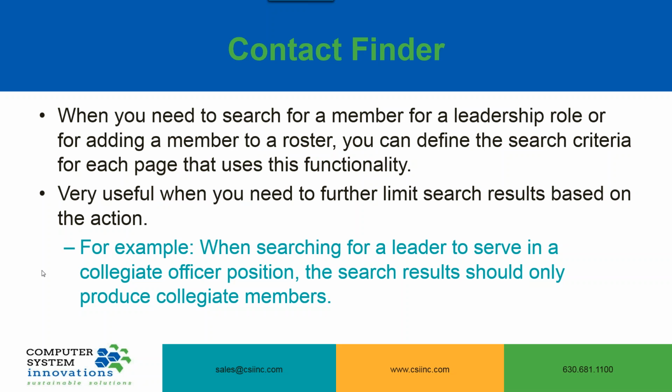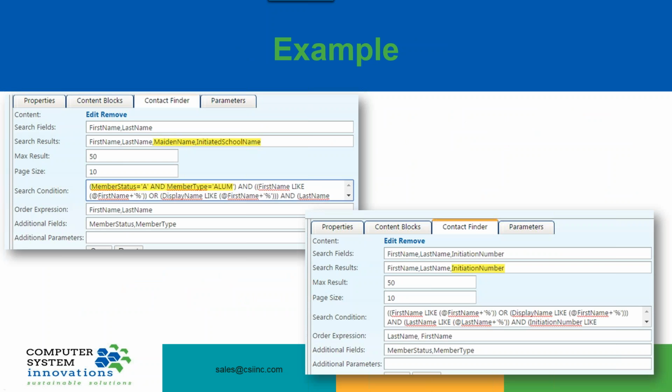So let's look at some examples. On the left side screenshot, the search is for an alumna for an advisor position. I may want the search result fields to include maiden name and university name, as it's highly unlikely that the person adding them as a leader will know their member number. Also, since alumni may not be great about updating their name in the database, showing something like maiden name helps them confirm that they have the right person.